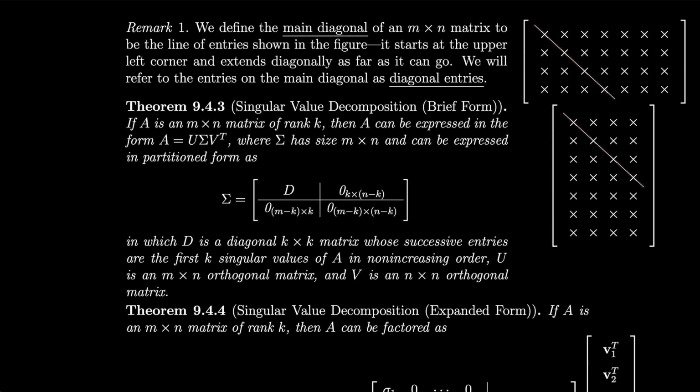If A is an m by n matrix of rank k, then A can be expressed in the form A equals U sigma V transpose, where sigma has size m by n and can be expressed in partitioned form as a diagonal matrix and a whole bunch of zero matrices. So D is a diagonal k by k matrix whose successive entries are the first k singular values of A in non-increasing order. U is an m by m orthogonal matrix, and V is an n by n orthogonal matrix.